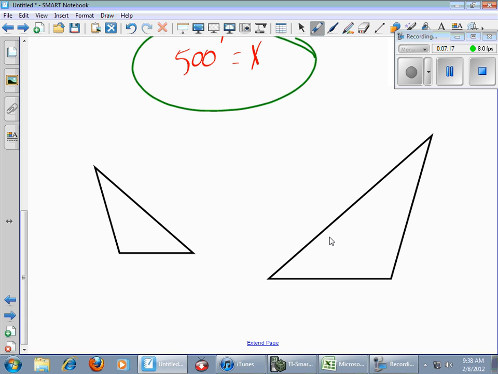I'm going to tell you that this is 6 inches, that's 8 inches, and that's going to be 4 inches. And your job, you know that this one here is 20 inches. Your job is to find both x and y.